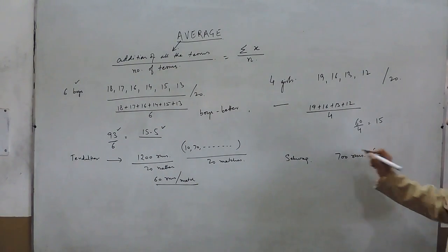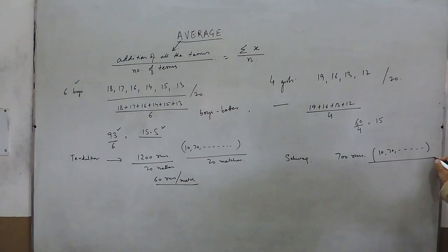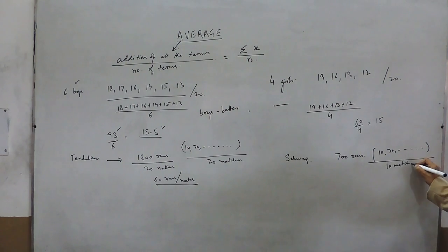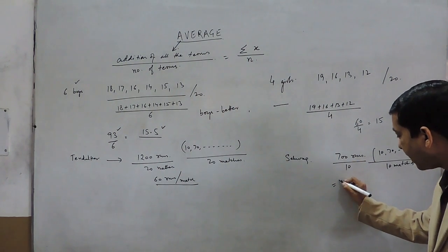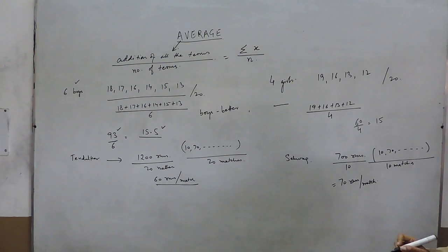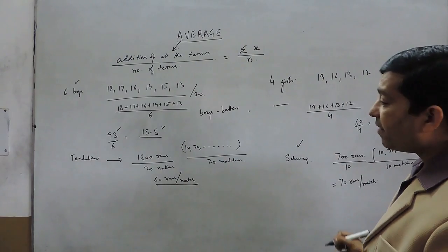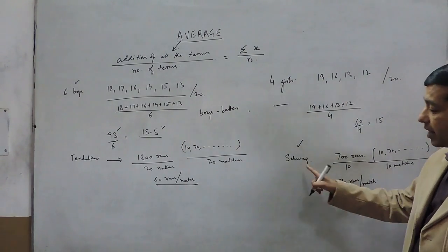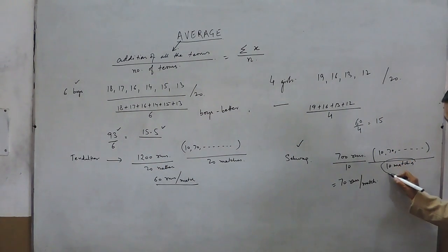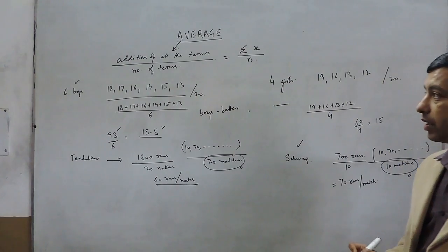Whereas Sehwag has scored 700 runs, maybe in the first match 10, 70 and so on, but the total number of matches he played are 10. So here I am dividing by 10 and saying he is scoring 70 runs per match. Now Tendulkar is scoring 60 runs per match while Sehwag is scoring 70 runs per match. It means the average runs scored per match by Sehwag is better than that of Tendulkar, because here I am dividing by 10, the total number of matches, and here by 20, the total number of matches played by Tendulkar.